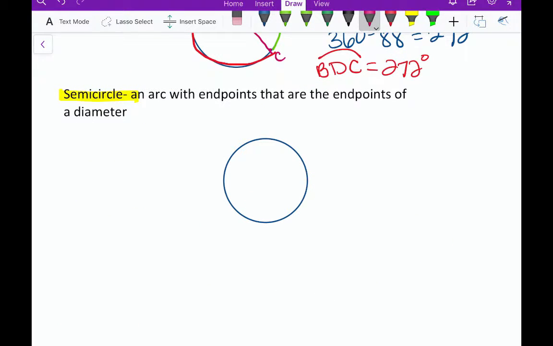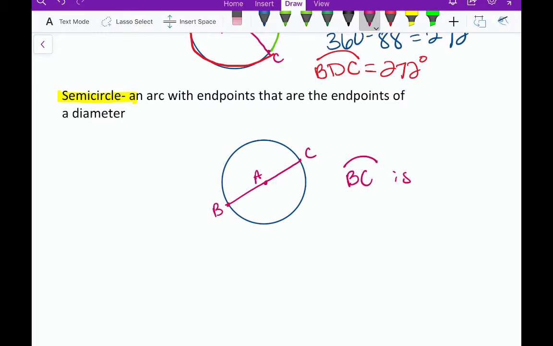A semicircle is an arc with endpoints that are the endpoints of the diameter. So if this is circle A, remember the diameter is a chord that goes through the center. So let's call this B and let's call this C. So the diameter is segment BC. Then a semicircle is an arc with those endpoints. So arc BC is a semicircle. And the measure of arc BC is 180 degrees. So if it is a semicircle, you can just use 2 points to name it.